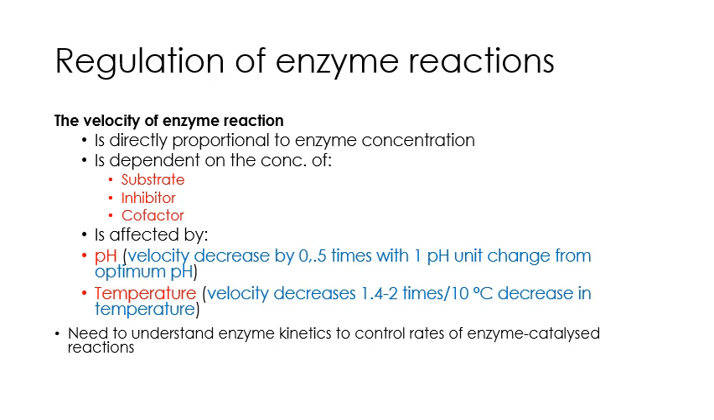Okay, the velocity of the enzymatic reactions can be reduced by 0.5 times if you change the pH unit by 1 from the optimum pH. And temperature can also reduce the velocity by 1.4 to 2 times as you reduce the temperature by 10 degrees Celsius. It is important for you to understand the enzyme kinetics in order to control the rate of enzyme-catalyzed reactions.